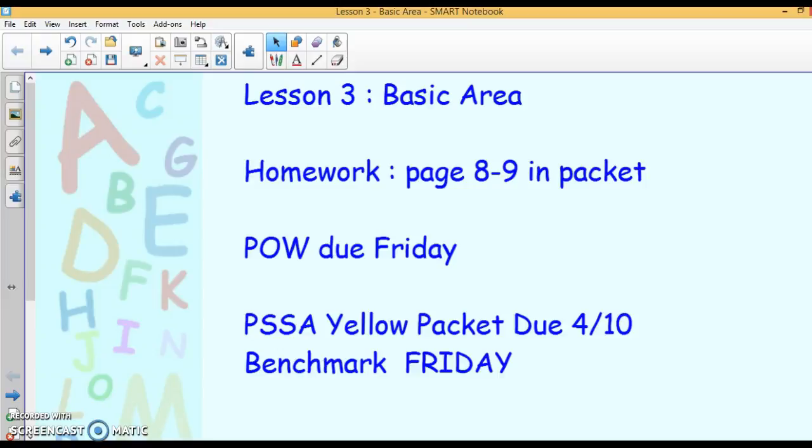All right, this is the third lesson in the two-dimensional geometry unit. It is basic area. The homework that goes along with this is page 8 and 9.